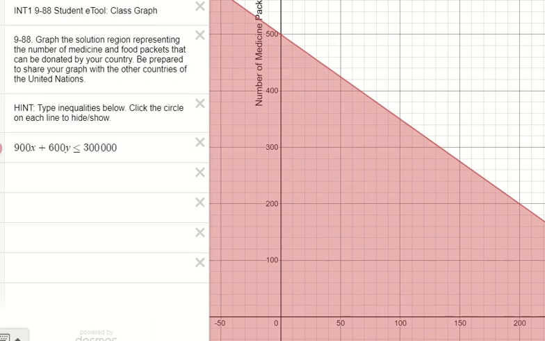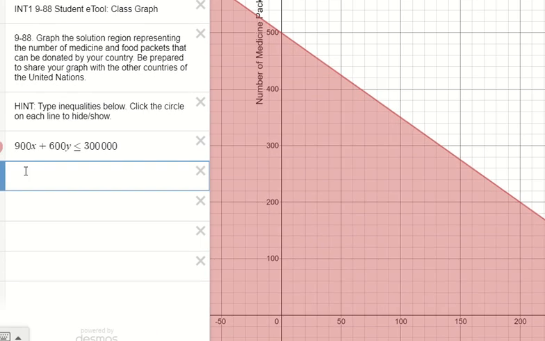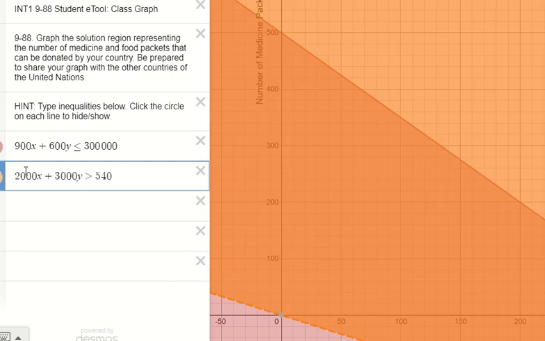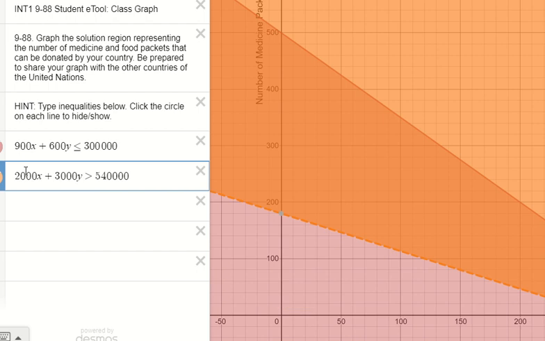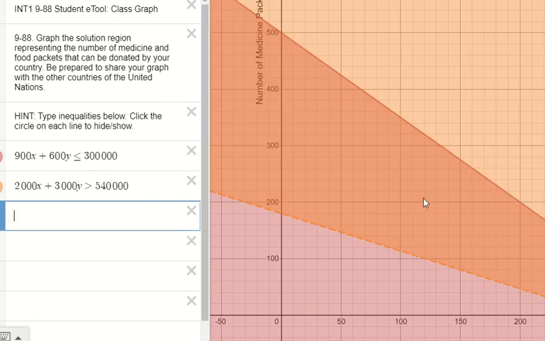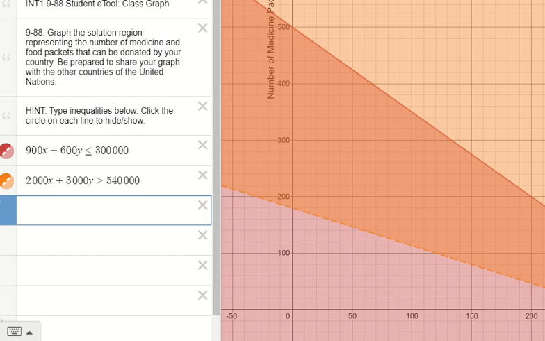So we said that each one of these cost $2,000, so $2,000 times x plus $3,000 for the medical kits, y, and we want that to be more than $540,000. Okay, so what's happened now is this is going to get hard to look at, so you know that you can turn off these constraints one at a time just by clicking these over here.